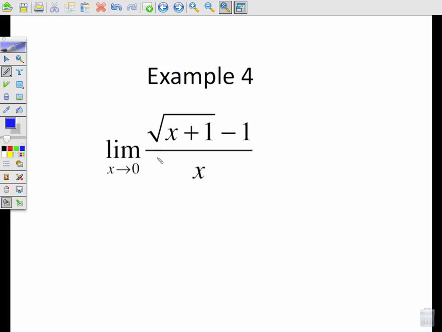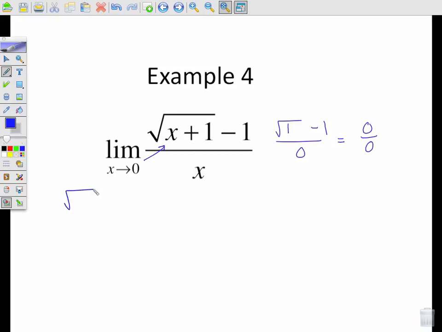Let's look at this example 4. We can see here that I've got this square root with this situation here. I can't divide by 0. And what happens is if I substitute here, direct substitution, I get the square root of 1 minus 1 over 0. Well, this is still equal to 0 over 0. So I need to do some rationalizing in order to get it to a different form.